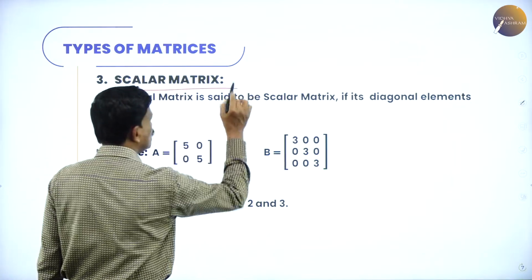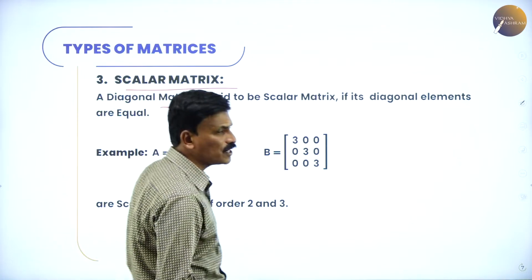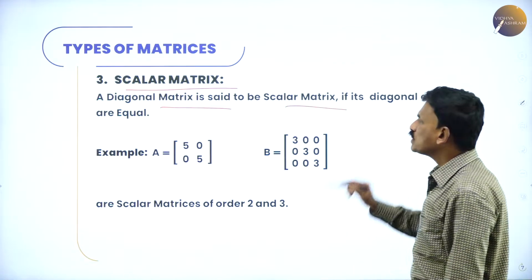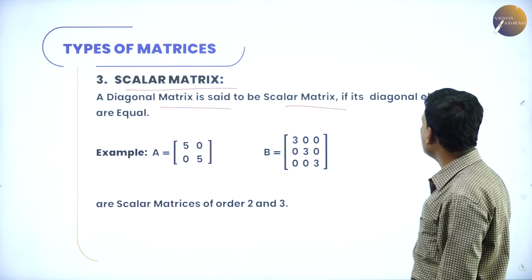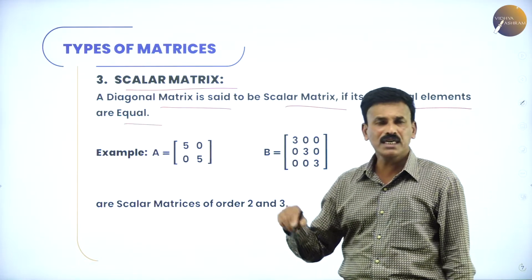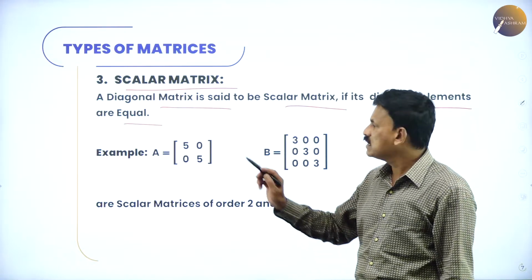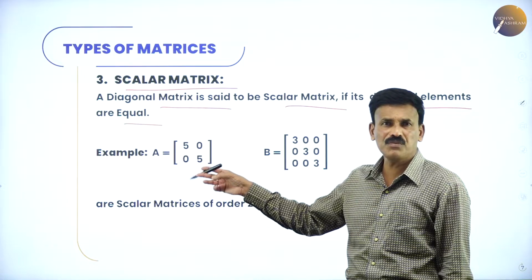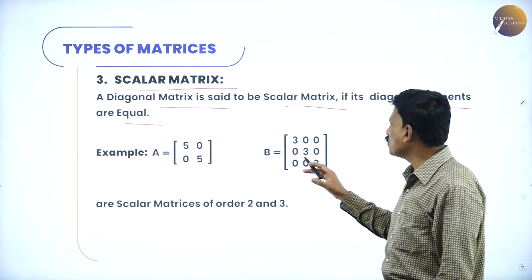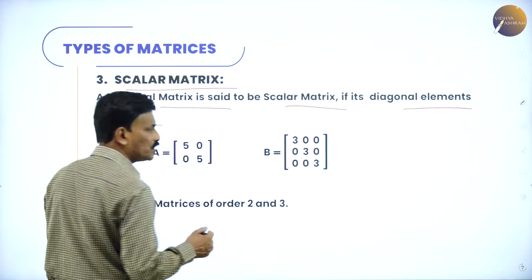The next definition, scalar matrix. First of all, it is a diagonal matrix, meaning all the non-diagonal elements are zeros. A diagonal matrix A is said to be a scalar matrix if the diagonal elements are equal. So, it's a diagonal matrix in which all the diagonal elements are the same. That is, 5 0 0 5 is an example for a scalar matrix of order 2, 2 rows 2 column. 3 0 0 0 3 0 0 0 3 is an example for a scalar matrix of order 3 rows 3 column.